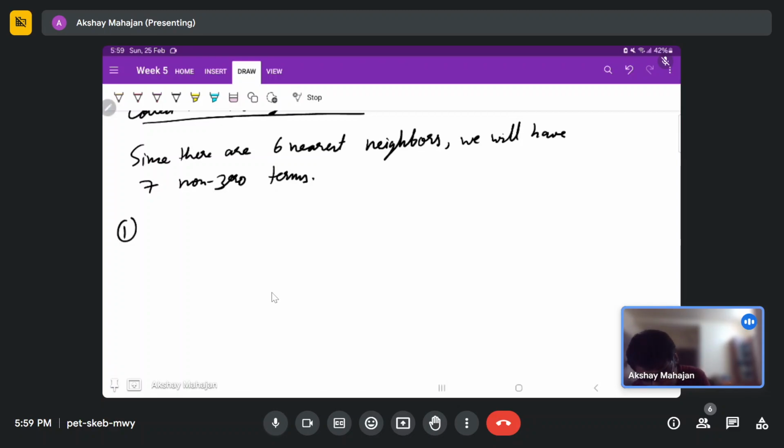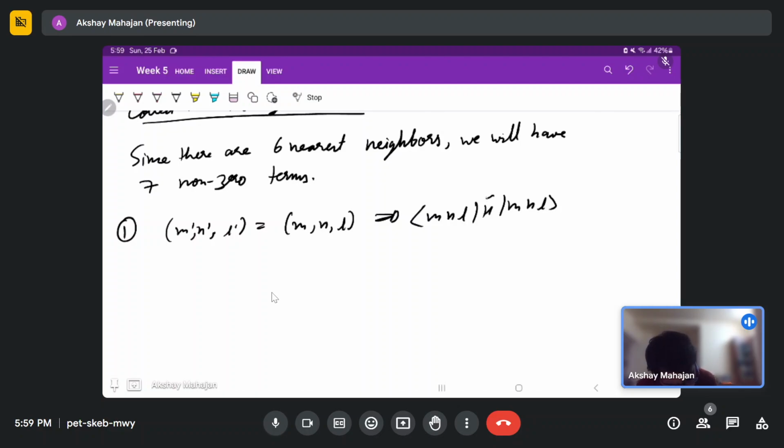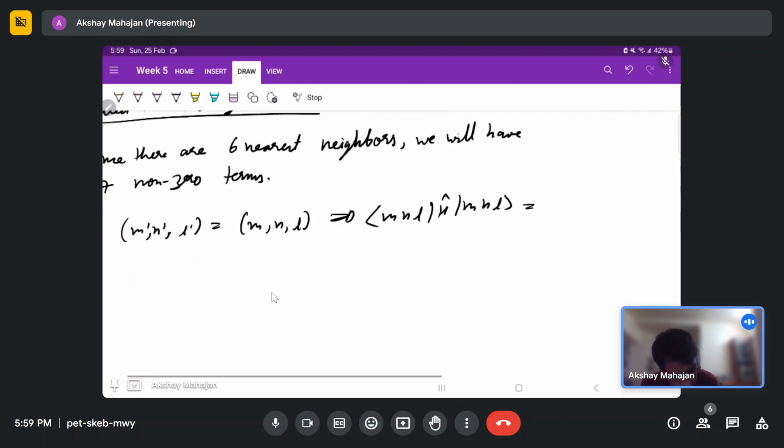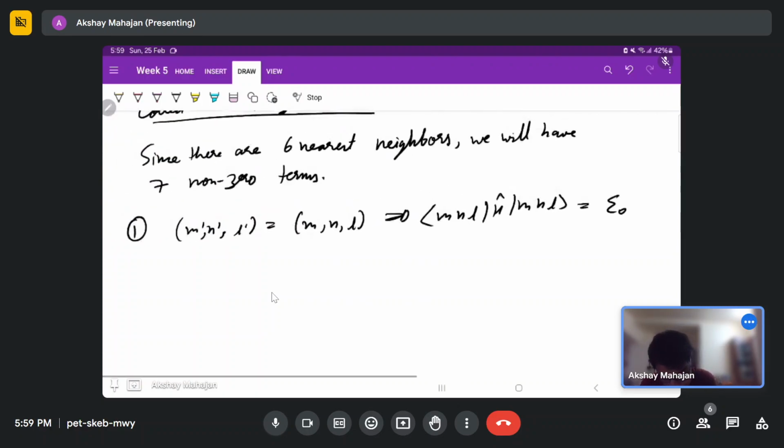Alright, so what are those terms going to be? First will be m prime, n prime and l prime equal to m, n and l, which is our self energy. In that case we will have m, n, l, H cap, m, n, l only. e to the power iota of 0 will have value 1. So that will be equal to the self energy epsilon naught.